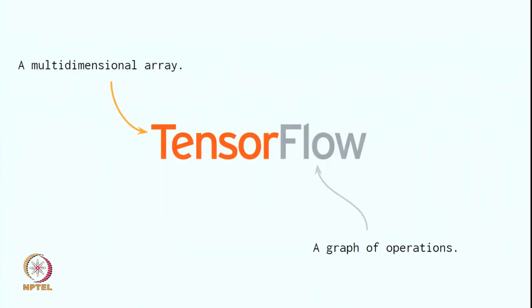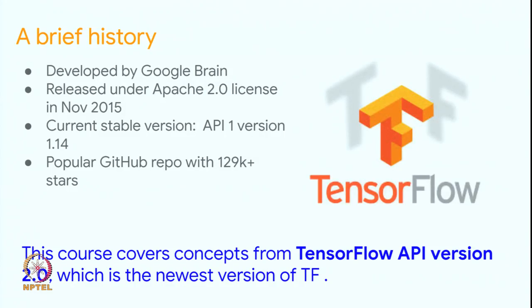TensorFlow has a meaning. TensorFlow is made up of two words, tensor and flow. Tensor is a multidimensional array and flow is a graph of operations. Internally, TensorFlow implements machine learning algorithms as a graph of operations on multidimensional arrays. TensorFlow was developed by Google Brain and it was released under Apache 2.0 license in November 2015.